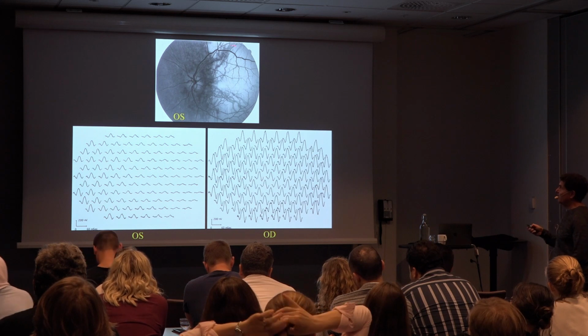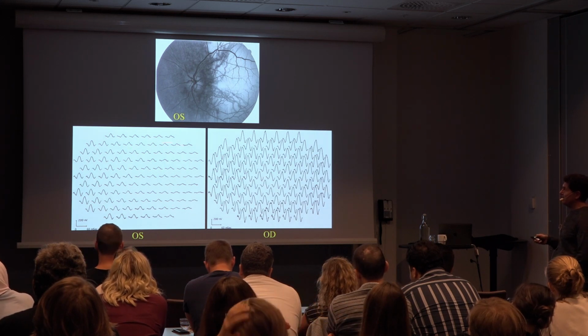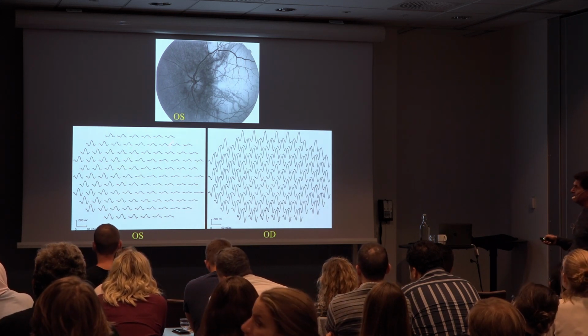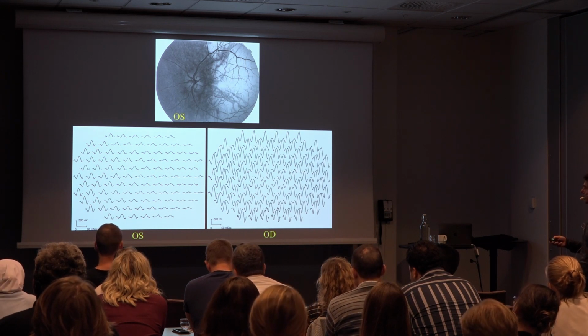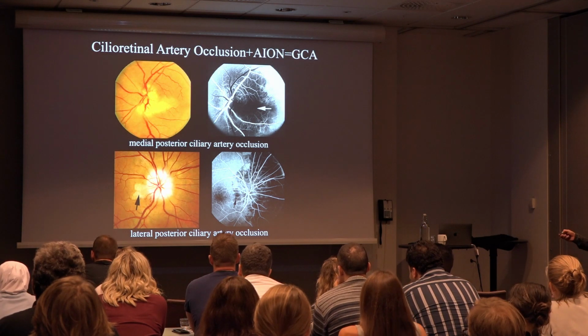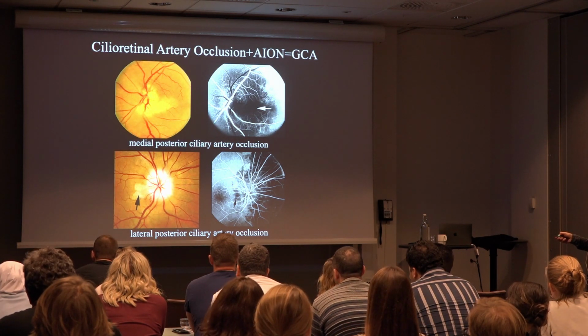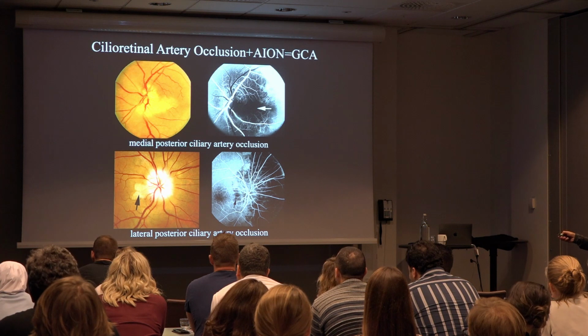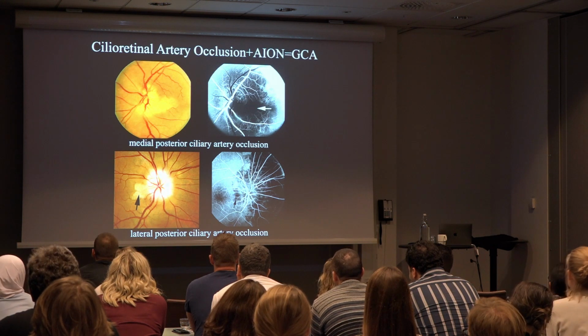Here's another example. That whole area is not perfusing. The mfERG of that eye is abnormal in that area, normal in the other eye. And as I said, if you see a cilioretinal artery occlusion in combination with AION, that is giant cell arteritis.